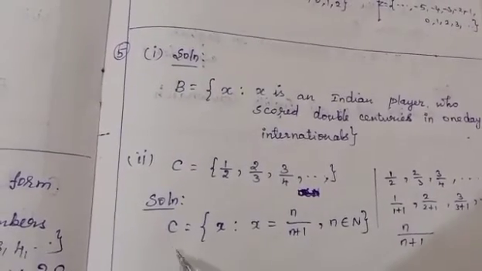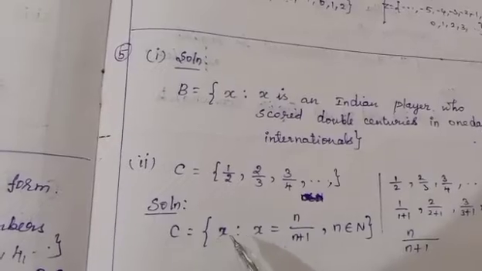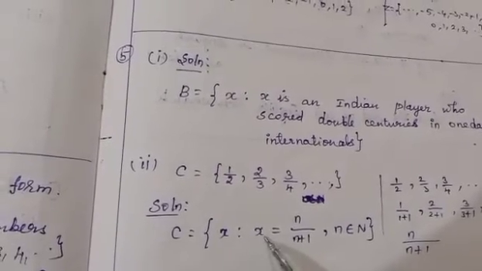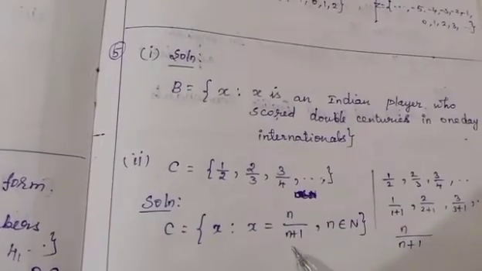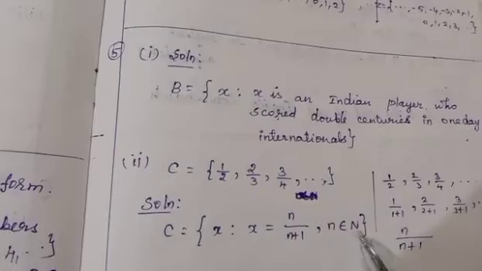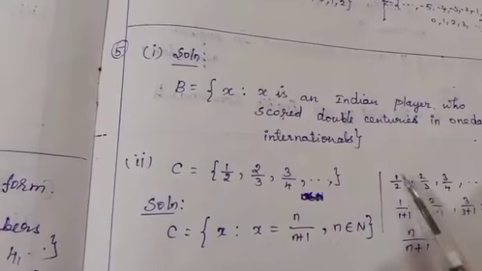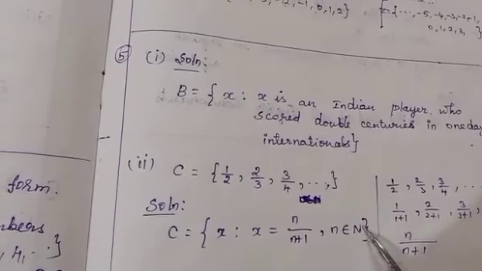So C is equal to, the name is given in the question itself, C is equal to the set of all x such that x is equal to the general form you found, n by n plus 1. This n belongs to natural numbers. How do you identify it belongs to natural numbers? It starts from 1, 2, 3, etc. So n belongs to natural numbers.